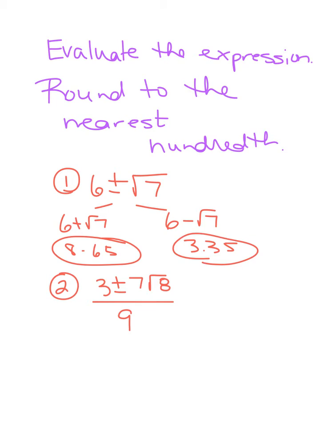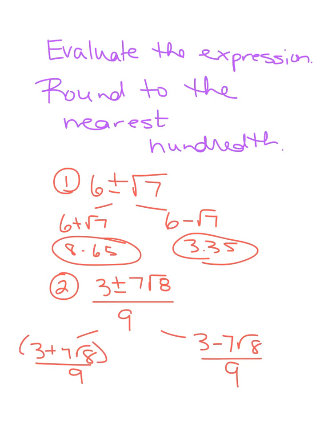In number 2, we have 3 plus or minus 7 root 8 divided by 9. Now again, we're going to have to split it. So we have 3 plus 7 root 8 divided by 9, and then we have 3 minus 7 root 8 divided by 9. Now you have to be careful because the calculator always does the order of operations. So the way this problem is given to us originally, I need to make sure I figure out what the numerator is, get a value, divide by 9.